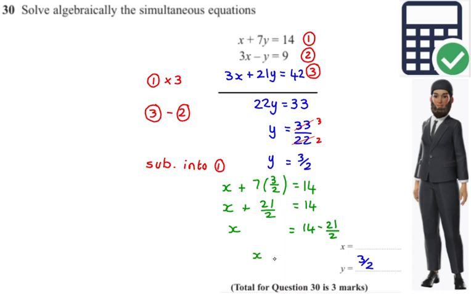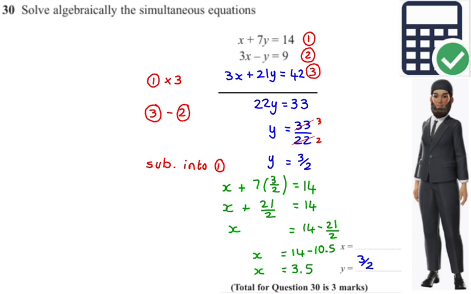And x is equal to 14 minus... how many 2's go into 21? Well, it goes 10 times, and there's 1 left over. So this is actually equivalent to 10.5. So 14 take away 10.5, x will work out to be 3.5. So it's either 3.5, or you can write it as a fraction, 7 over 2.